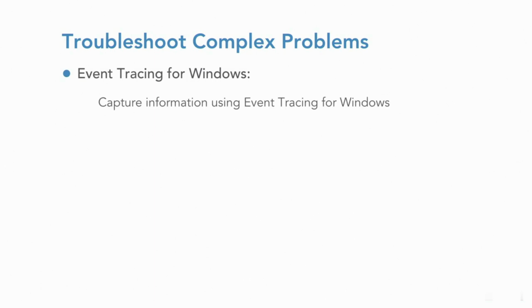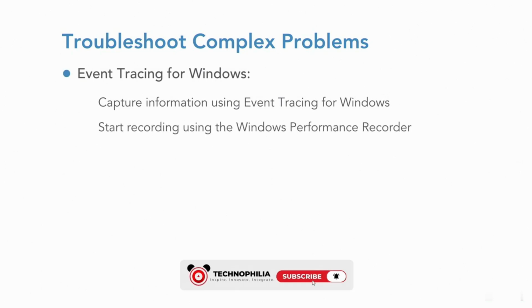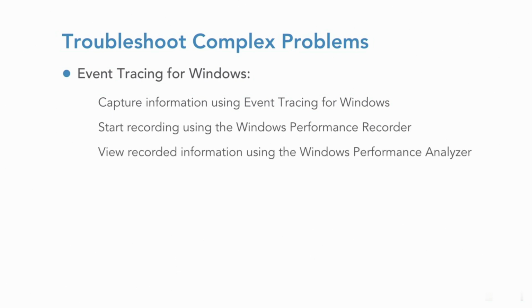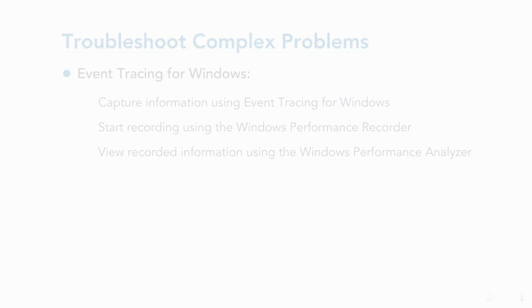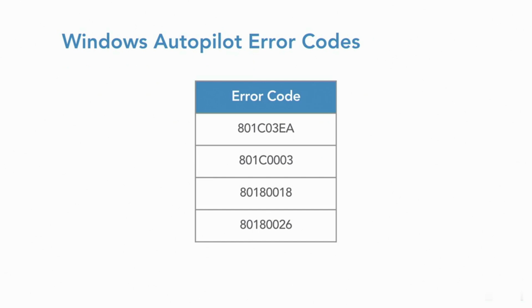If you have a complex problem that you're struggling to resolve, you can use the Event Tracing for Windows tool. To use this feature, you'll need to enable recording using the Windows Performance Recorder tool, and then view the results using the Windows Performance Analyzer.